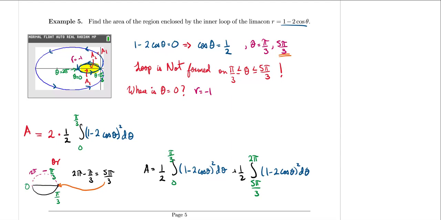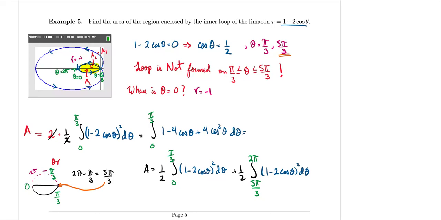Now for this integral, we would still need to FOIL it out, but I'm just going to go ahead and cancel the 2's here. So we're going to have the integral from 0 to pi over 3, and FOILing things out, we're going to get 1 minus 4 cosine theta plus 4 cosine squared theta d theta.